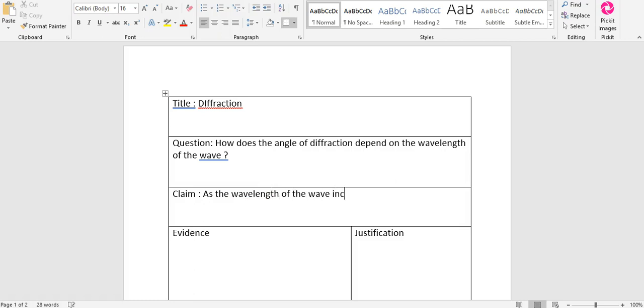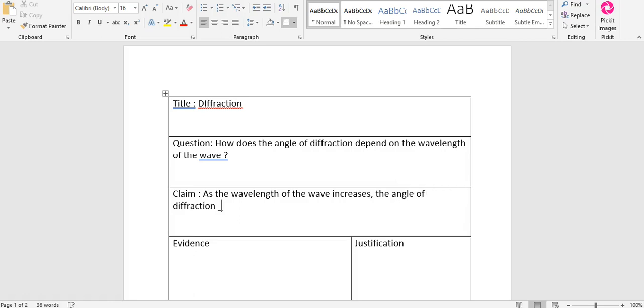of the wave increases, the angle of diffraction, and I'm not going to answer this for you, I'm going to leave this blank, and you can say whether the angle of diffraction would also increase or decrease, and if it does either, is there a particular way in which it increases or decreases. So go back to your previous lesson on diffraction, and consult your notes, and that should help you write the claim correctly.